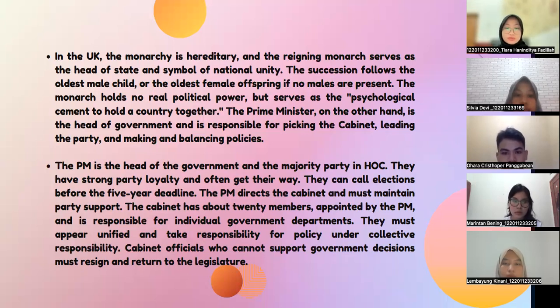The PM is the head of the government and the majority party in the HOC, or House of Commons. They have strong party loyalty and often get their way. They can call elections before the 5 year deadline. The PM directs the cabinet and must maintain party support. The cabinet has about 20 members appointed by the PM and is responsible for individual government departments. They must appear unified and take responsibility for policy and their collective responsibility. Cabinet officials who cannot support government decisions must resign and return to the legislature.